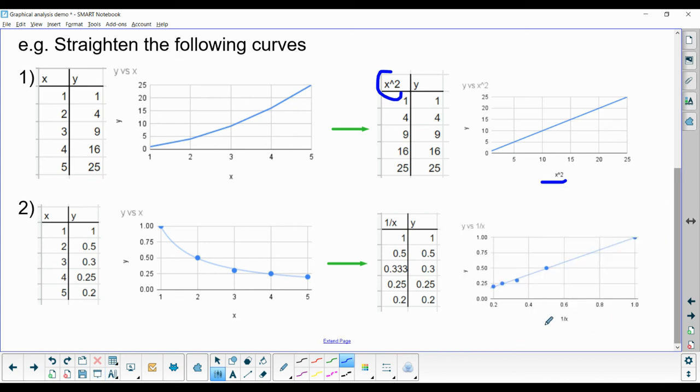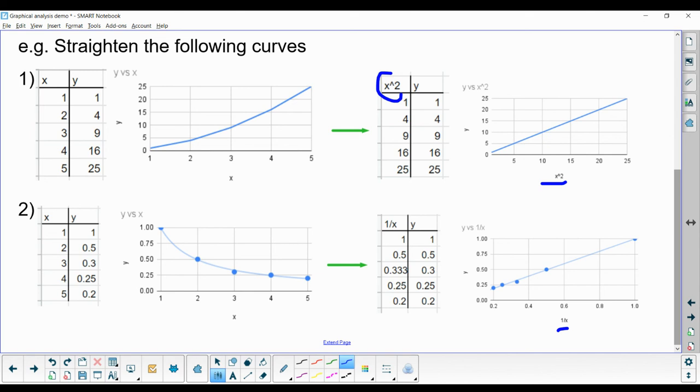Once we do that, we graph the inverse value here, 1 over x. And once we graph y versus 1 over x, we see that we have a linear graph now. We have a straight line. And once again, we can use our straight line graph to solve for any physics unknowns.